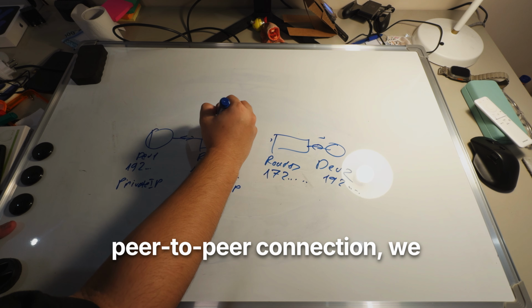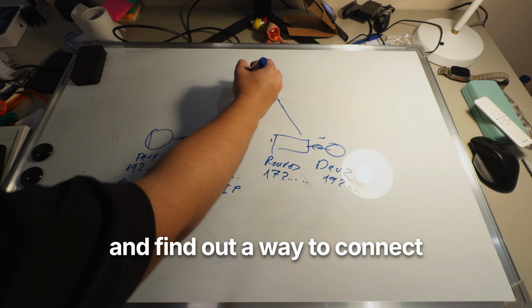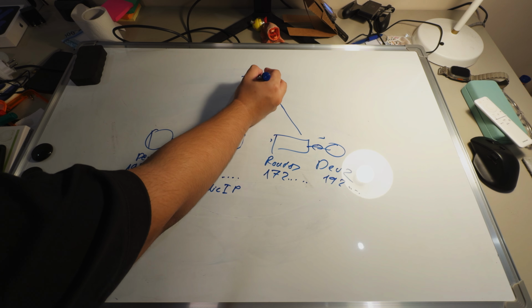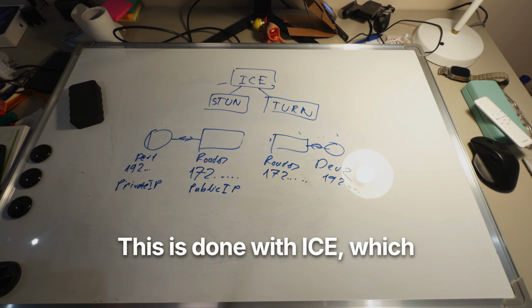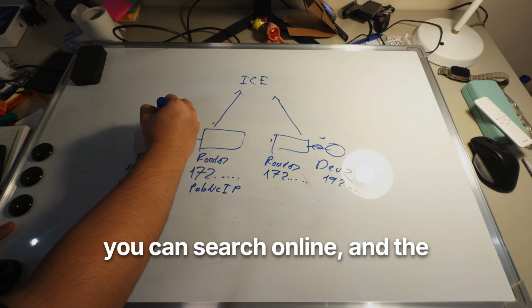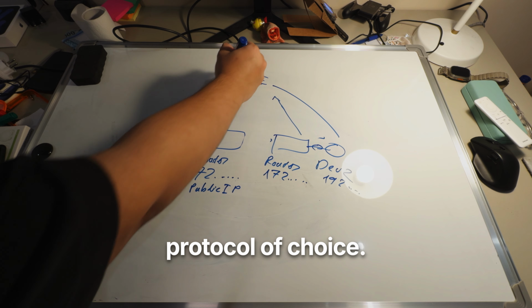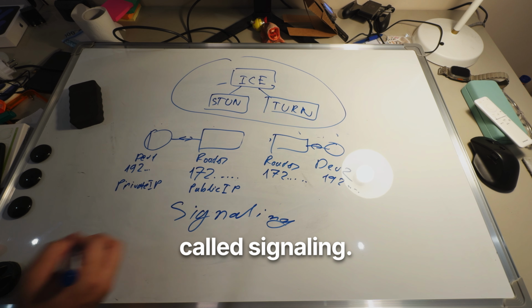Therefore, to support peer-to-peer connection, we need to somehow bypass NAT and find a way to connect two devices directly. This is done with ICE, which uses STUN or TURN, all these terms you can search online, and the connectivity information is delivered over a WebSocket or a protocol of choice. This process is called signaling.